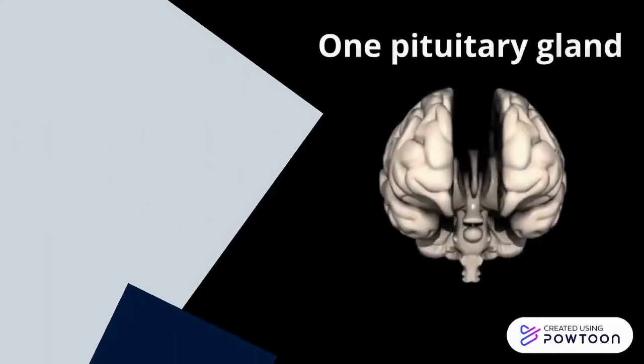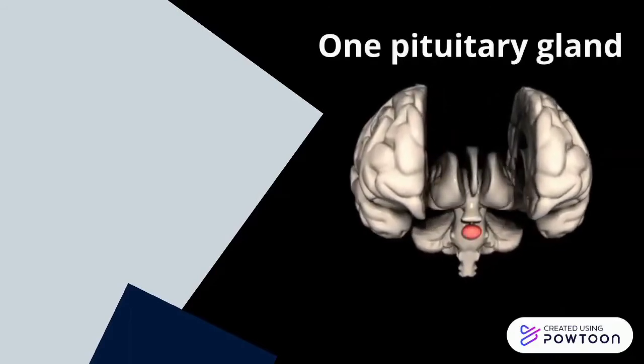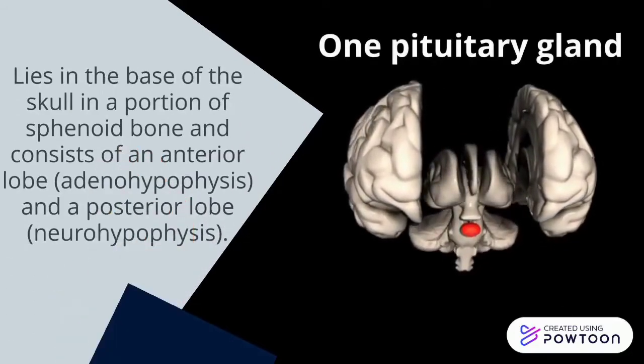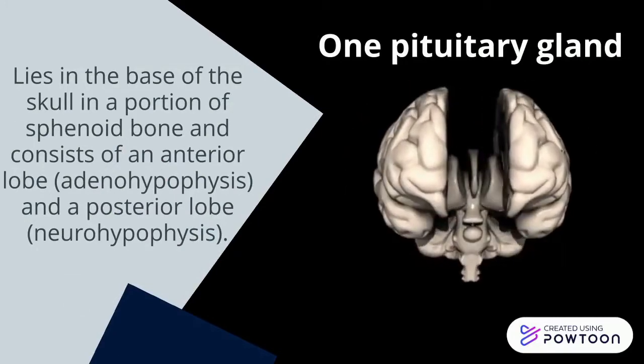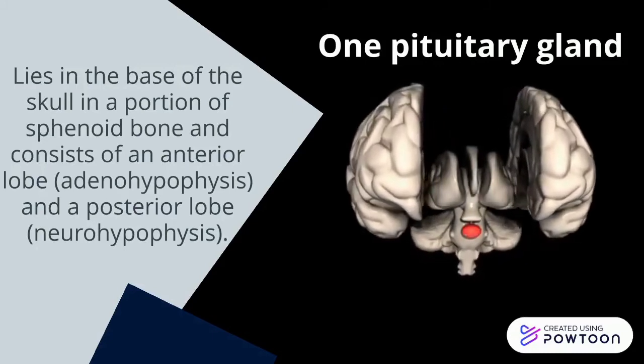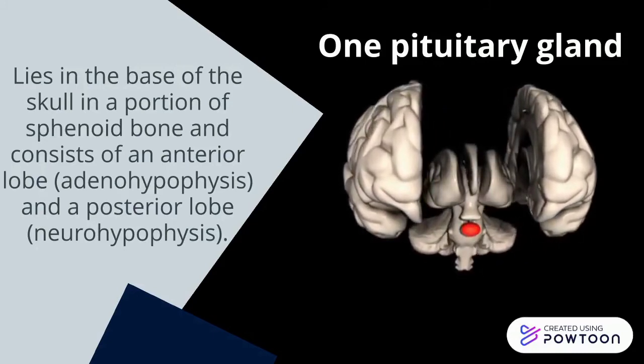1. Pituitary gland, divided into 2 lobes, lies in the base of the skull in a portion of sphenoid bone and consists of an anterior lobe, adenohypophysis, and a posterior lobe, neurohypophysis. Superiorly, the pituitary gland is covered by diaphragma sellae, or sellar diaphragm.